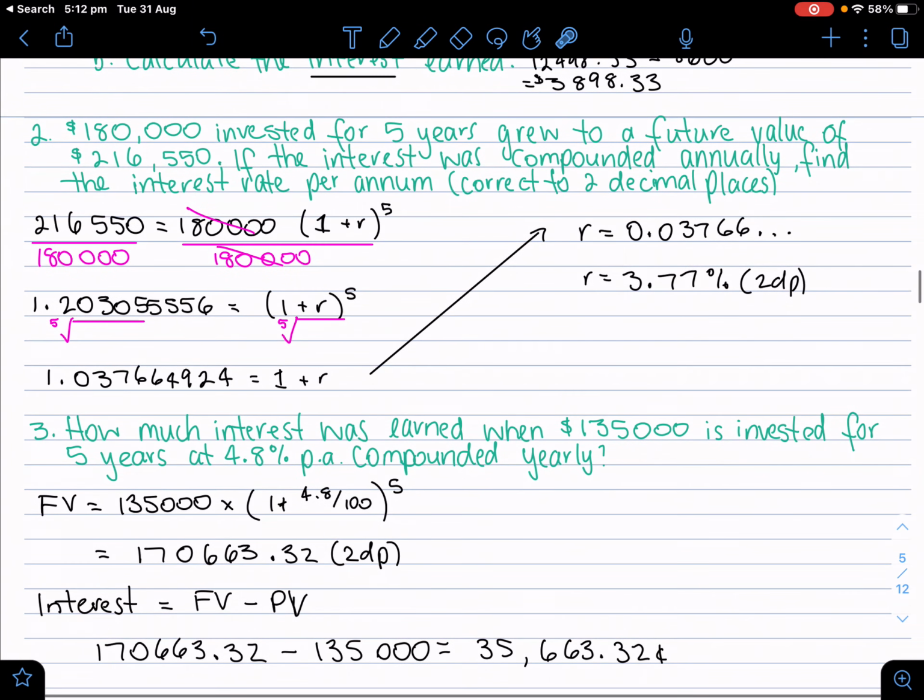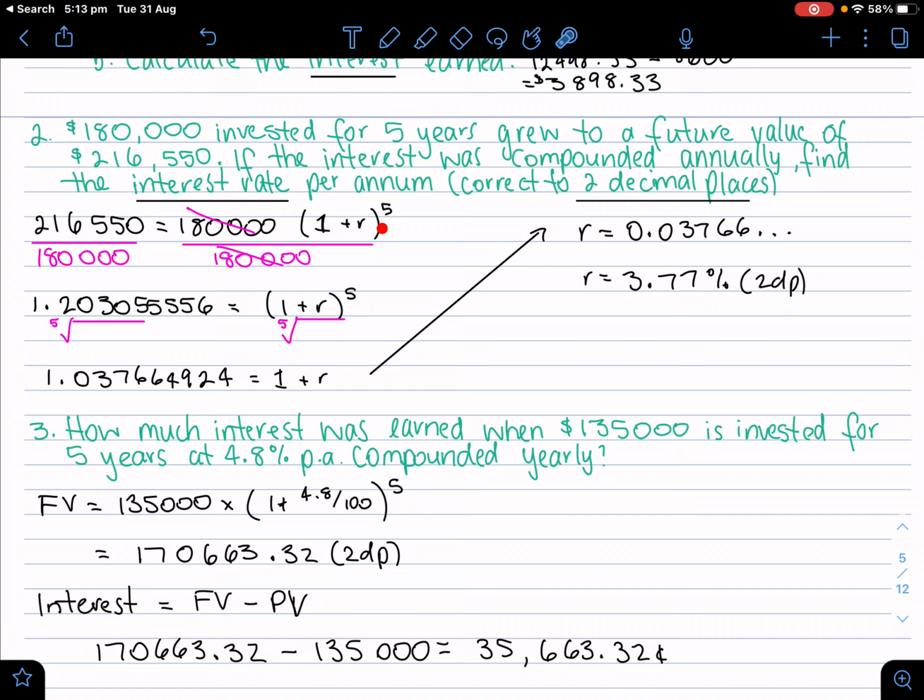Example 2 says that $180,000 was invested for 5 years. It grew to a future value of this much. Wait, so they've given me the future value already? Okay, let's keep reading. If the interest was compounded annually, find the interest rate. Okay, this question's asking me to find the interest rate, correct to 2 decimal places. So I'm going to chuck what I know into the formula. Well, they've given me the future value, and they gave me the present value, and they gave me the number of periods, but they didn't give me R. So I put everything there you can see in the black into the formula.